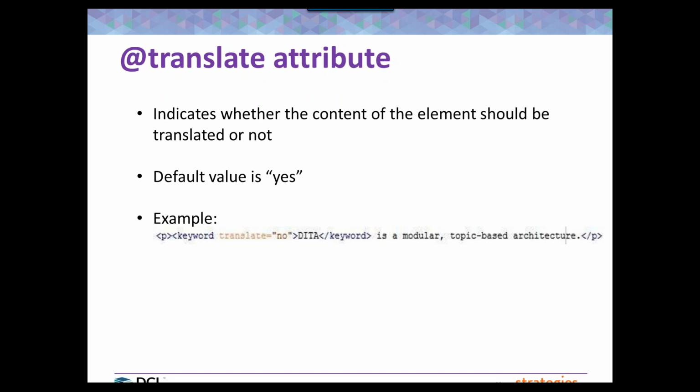So for example, DITA is a keyword in this example, which means that even if you're translating this to another language, you would not want the text, capital DITA, to be translated to that other language. And you can see that the translate attribute is set to no.